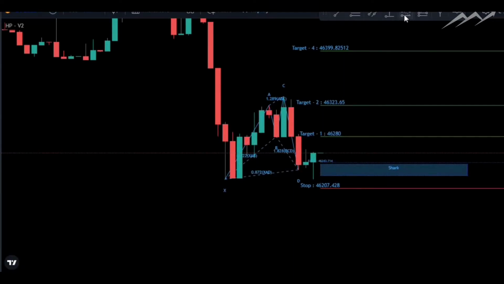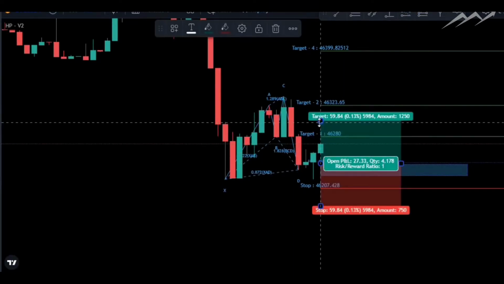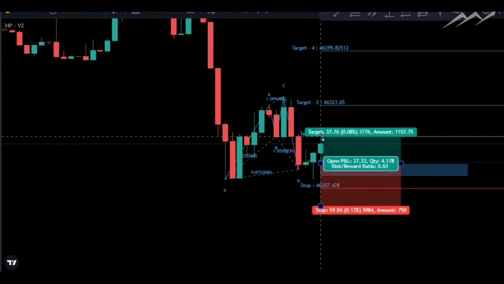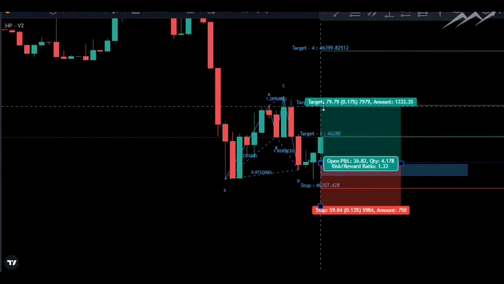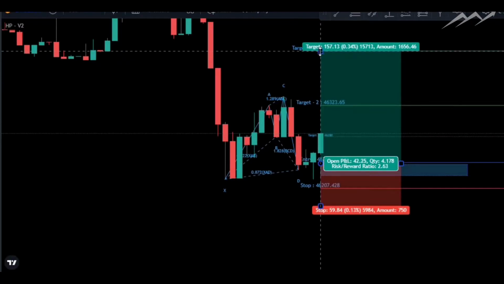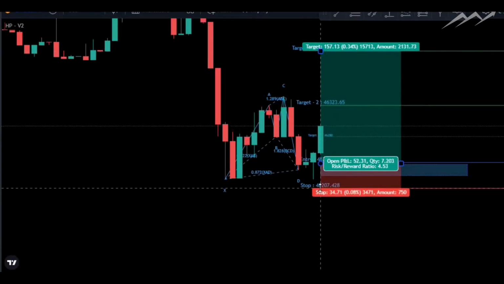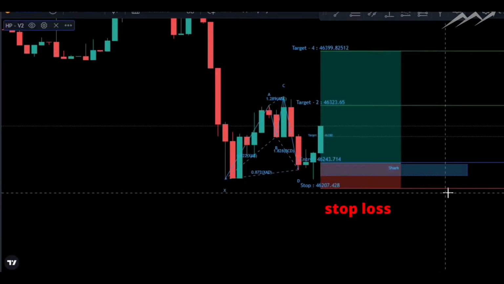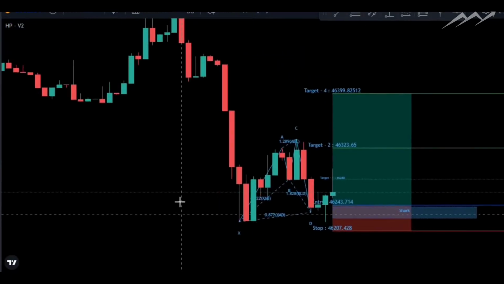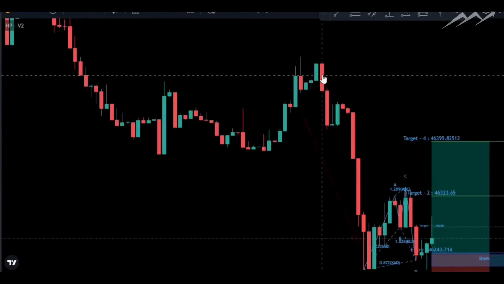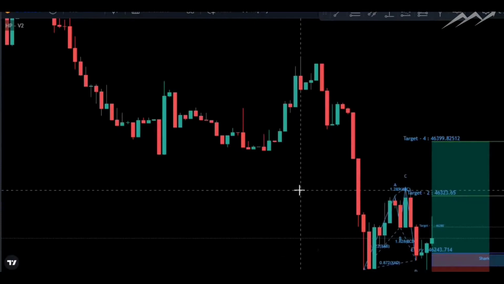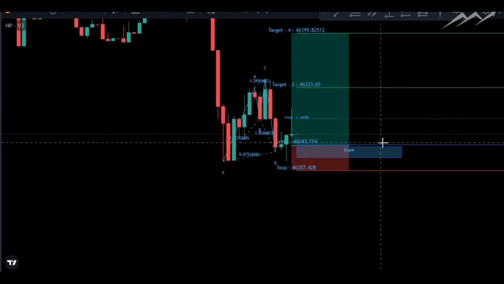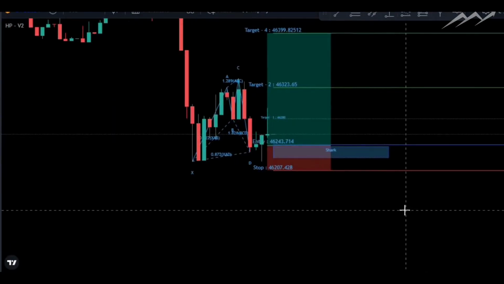Here I enter the buy position. The indicator itself specifies the targets. This is the first target, this is the second target, and this is the third target. And it has specified the stop loss here according to price action. The previous position issued a sell signal from here and reached full profit. And then here it immediately issued a buy signal.